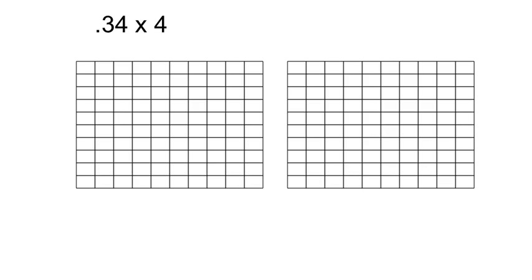I am going to take my highlighter and highlight one group of 34 hundredths. I know that 34 hundredths has 3 tenths in it: 1, 2, 3. And 4 hundredths: 1, 2, 3, 4. So I know that that represents 34 hundredths. Now I need to make a second group of 34 hundredths.